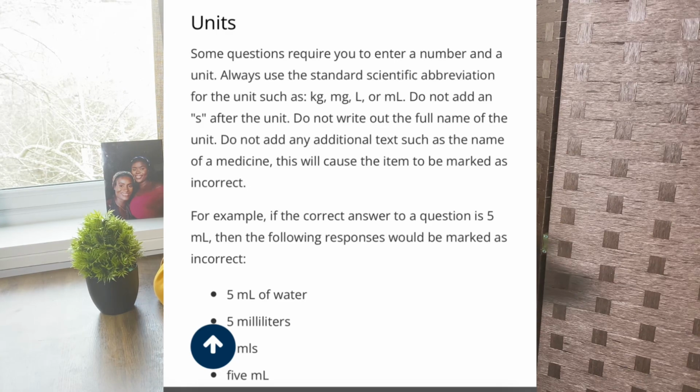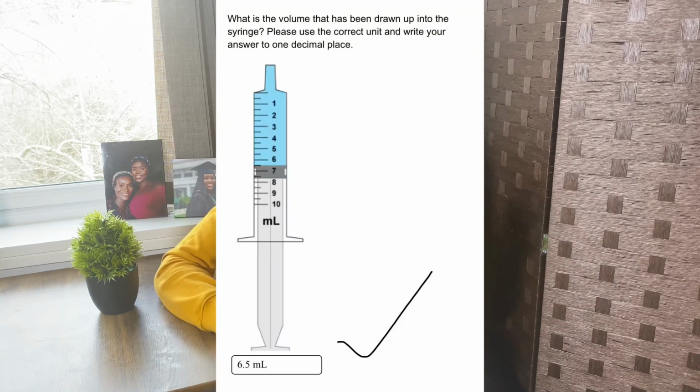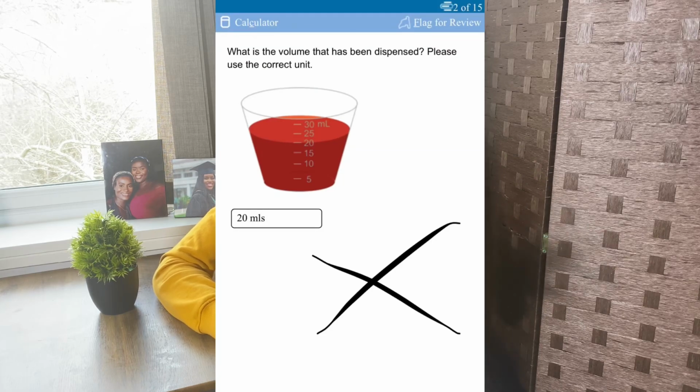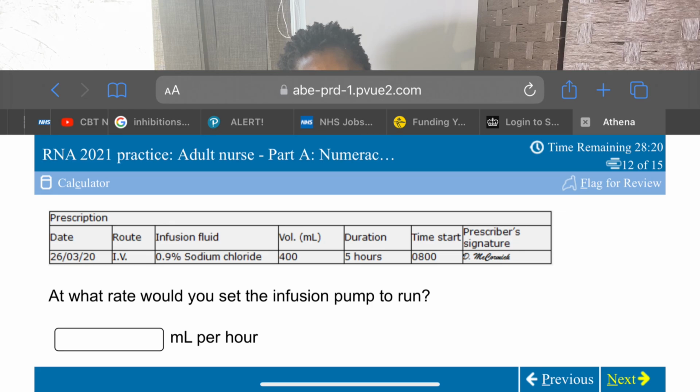Now, when it comes to mL, the exam accepts small m, capital L. You don't need to add an S or write it in small letters, mLs. No. So get to know how the exam or the computer is programmed and how to put in your answers. Also read the instructions that come with the questions, because you might get similar questions but the instructions might be different. So you just check on your screen.